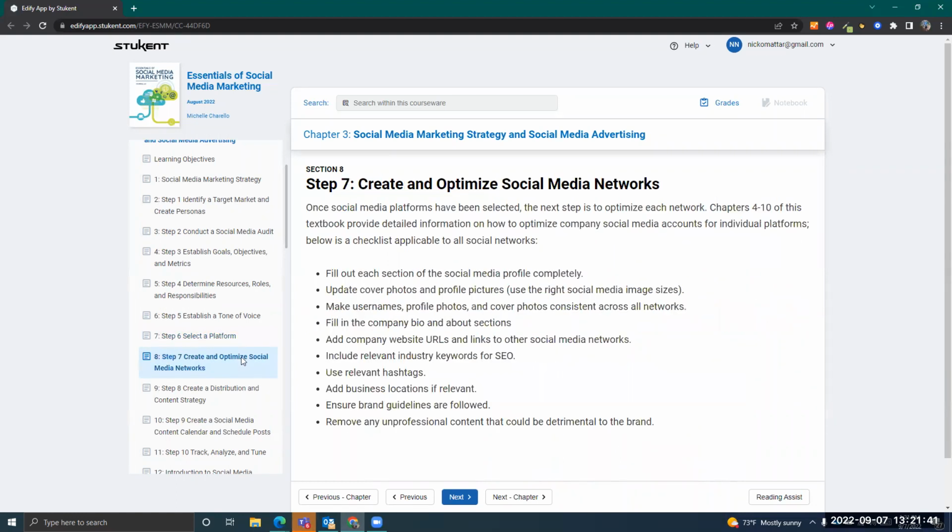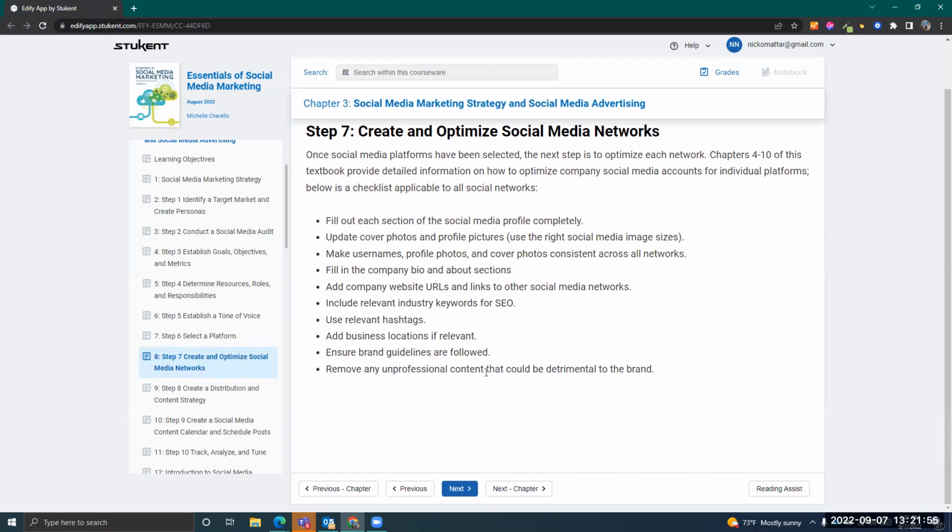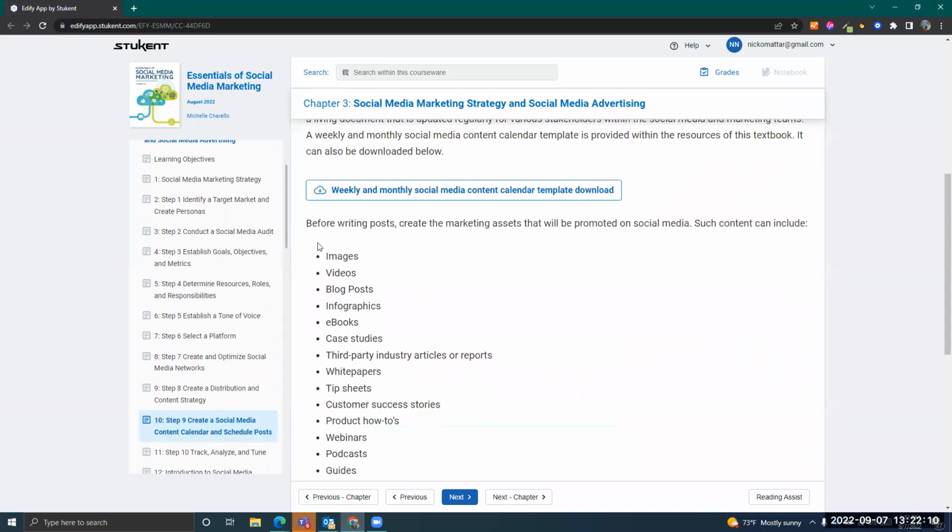Creating and optimizing social media networks, that's just creating a profile accurately. This is all very basic stuff. This is an MBA level course. This is not something that you need to be spending your time on. These are important. I'm not saying you don't have to do this. It's key, but I'm trying to make some cuts here to make these steps a little bit easier.